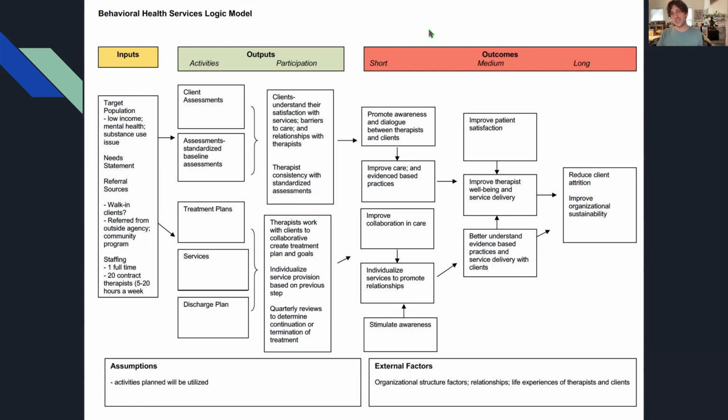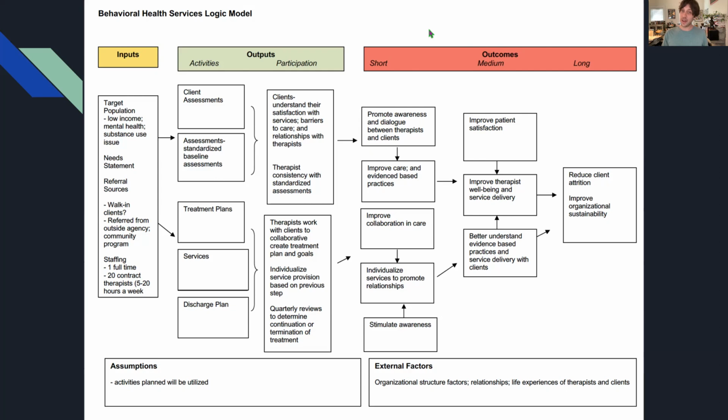And then that leads really into the long term of what we were looking at initially, which is reduce attrition, to better understand the experiences of the clients, better understand the perspectives of the therapists in offering their service provision and why they're taking that individualized approach. And ultimately, improve sustainability with organizational structure.